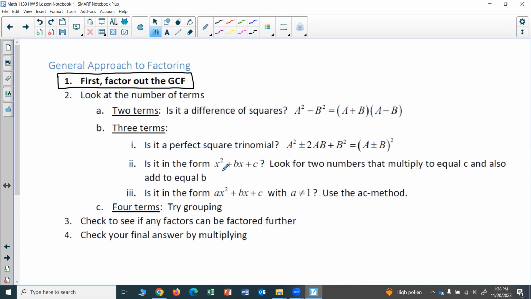Is it in the form x squared plus bx plus c, in which case you would look for two numbers that multiply to equal c and also add to equal b? Or is it in the form ax squared plus bx plus c with a not equal to 1, in which case you would use the AC method? So that's if there's three terms. If there's four terms, try grouping. Your third step is check to see if any factors can be factored further, and then check your final answer by multiplying. I have three examples here that we can look at to practice these steps.